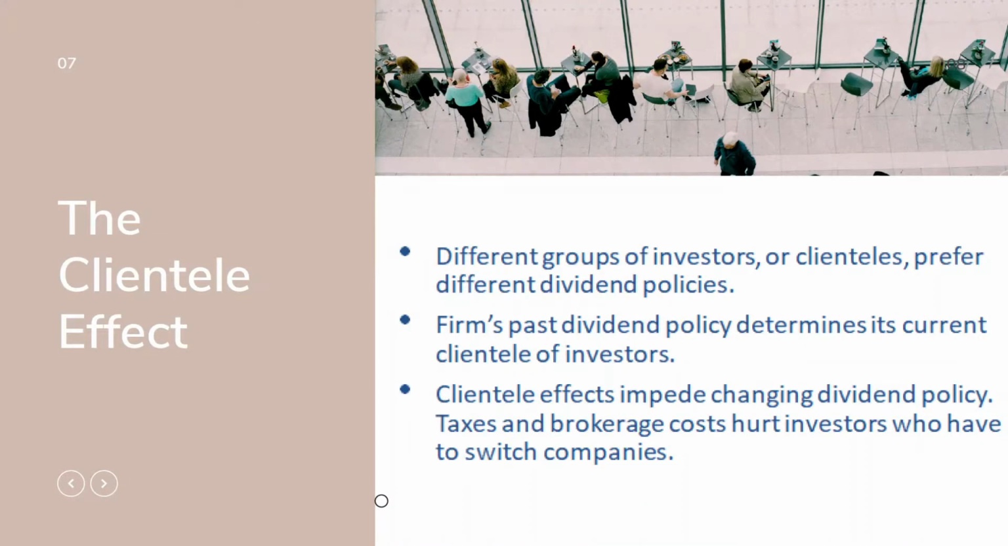Next, the clientele effect. It is said that there are different groups of investors or different clienteles.